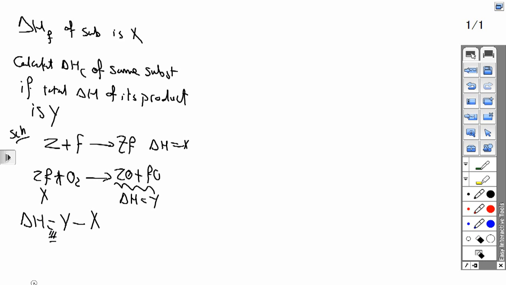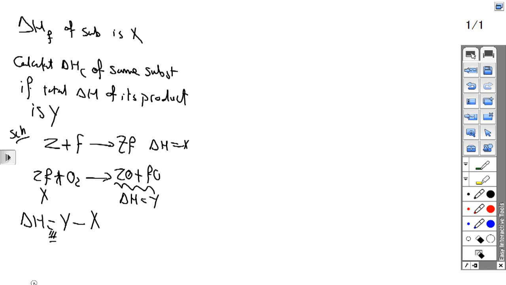The enthalpy of formation, X or reverse X? The enthalpy of formation. No, we didn't reverse this equation. This is a new equation. Yes, okay, but this is a new equation.